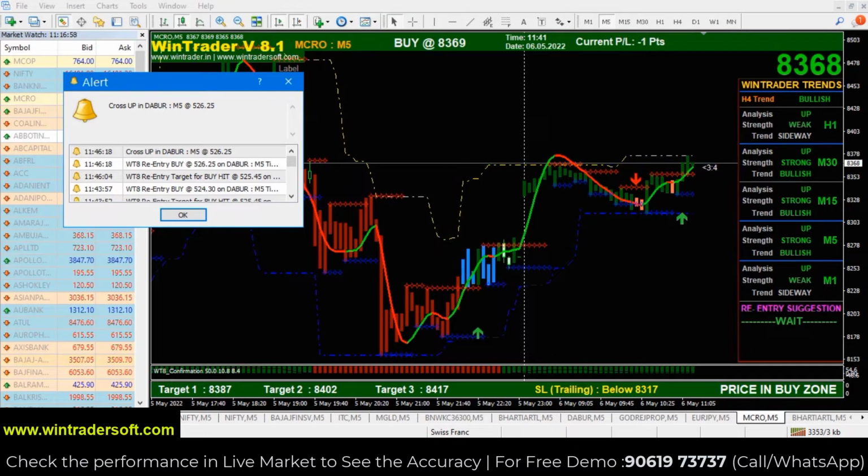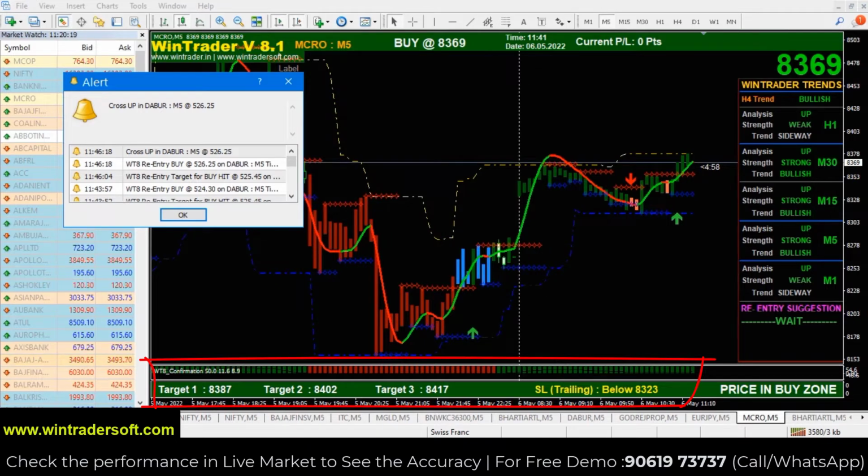So we already got the confirmation and we entered the market, and our entry point is 8,369. We got a buy at 8,369. On the below dashboard, you can see the targets on the left side. There are three targets, and on the right-hand side you can see the stop loss also. This is the trailing stop loss.